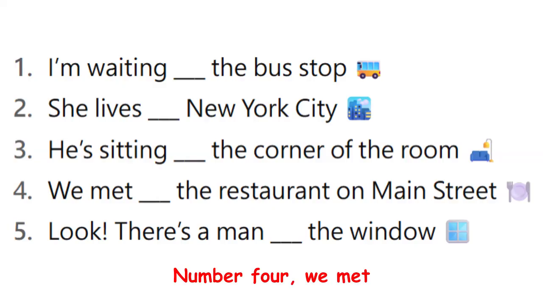Number four, we met blank the restaurant on Main Street. Here we use "at." The focus is the restaurant as a meeting point. We are not describing being inside the restaurant, but rather the location where we agree to meet.